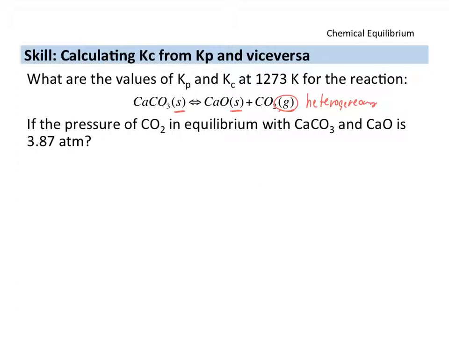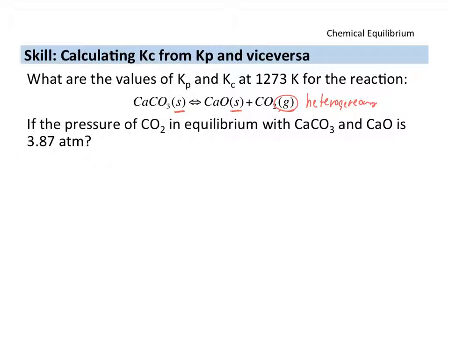When you have a heterogeneous equilibrium, we only put the species that are relevant in the equilibrium expressions, things like gases and solutions. So in this case, there is only one species that is in the gas phase. Therefore, we write the equilibrium expression in terms of that species. The question will be, should we start with Kp or should we start with Kc? Well, the way that we start will depend on the information provided.